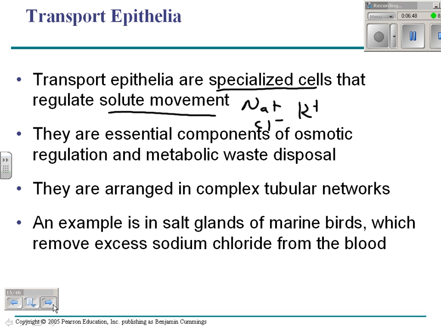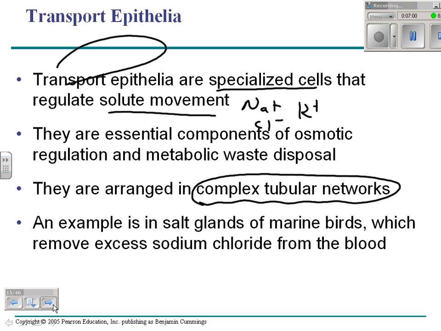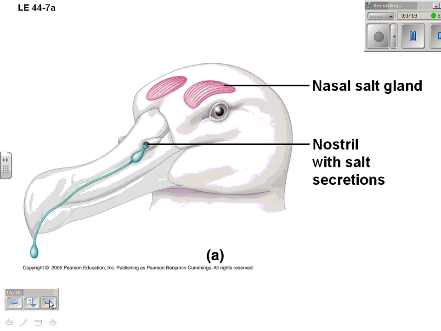All transport epithelia are arranged in tubular networks, and we're going to look at a few of those. Okay, there's tubular networks that these transport epithelia are arranged in. So you have a tube with cells along it that can move things through them. Here's a marine bird that has salt glands in its head to help excrete salt.